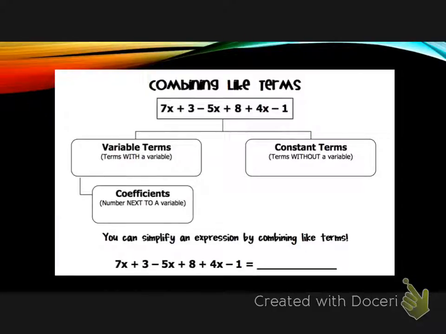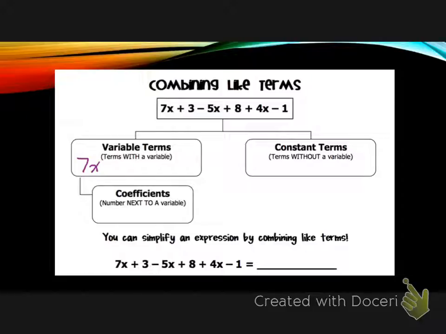This video is on combining like terms. When you're looking at this, it says variable terms. That's terms with a variable. So in the case of this equation that we have up here, it's an expression because there's no equal sign. The variable terms would be 7x.